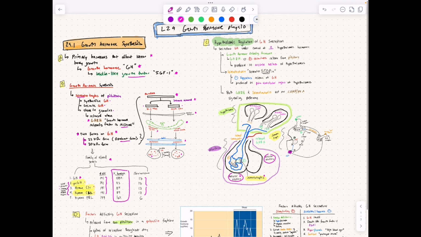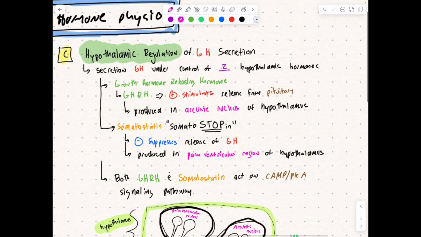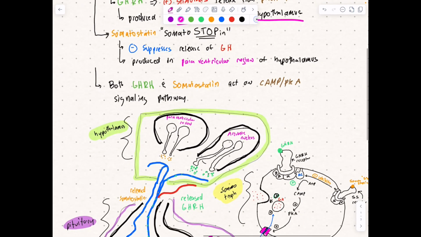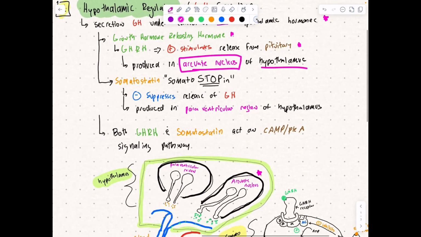That brings us to what's going on with secretion, because we said that growth hormone is made in the anterior pituitary by these somatotrophs, but they're stimulated to release it by growth hormone releasing hormone. So the secretion of growth hormone is under the control of two hormones from the hypothalamus. We have, as we've mentioned, growth hormone releasing hormone, GHRH, and that stimulates release from the pituitary. It's produced in the arcuate nucleus of the hypothalamus. Again, we are starting to learn about all these different nuclei in the hypothalamus. The arcuate nucleus has to do with growth hormone releasing hormone.